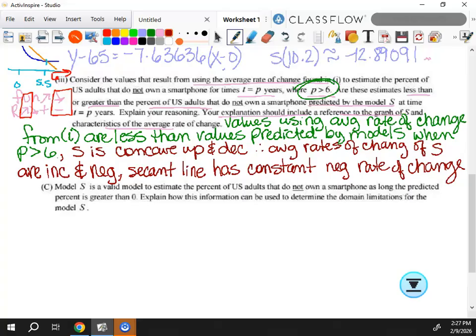So here's what we're getting at. This blue curve here, right? The average rate of change is increasing and negative. And the orange line, it's just negative and it's constant. So that's why it's going to be less, because it's just going to keep being negative. You with me on that? Does that make sense? And I know that wording is weird.